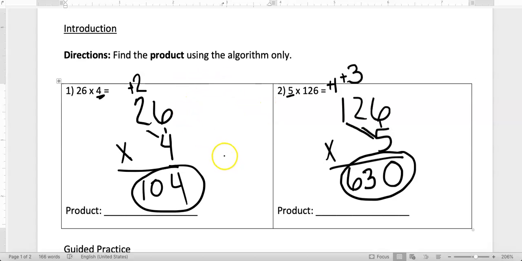Making sure you write as neat as possible. You want your digits to be in the correct place. You don't want to make any mistakes because you're writing too tiny or because you're writing too sloppy. You want to make sure you're able to see those digits and see what step you're at and what you need to do. Make sure you watch the second video for the guided practice, because again, those are going to be way more difficult than these two problems in our introduction.